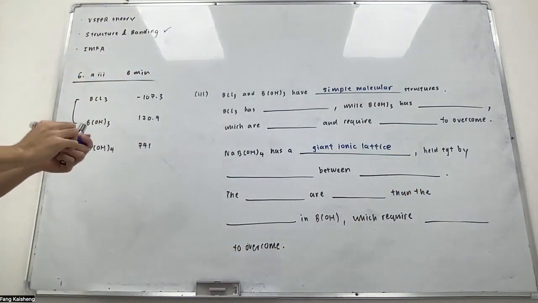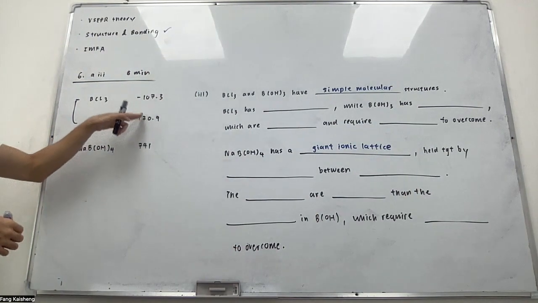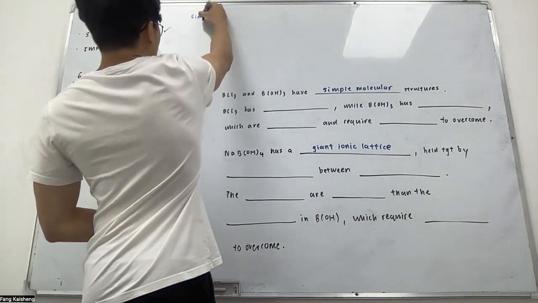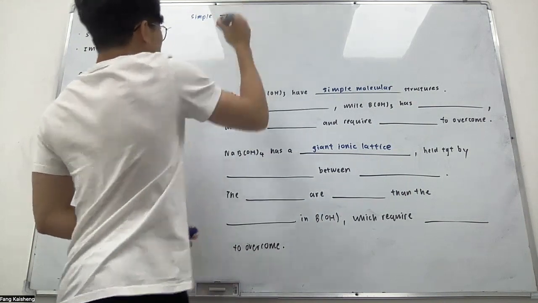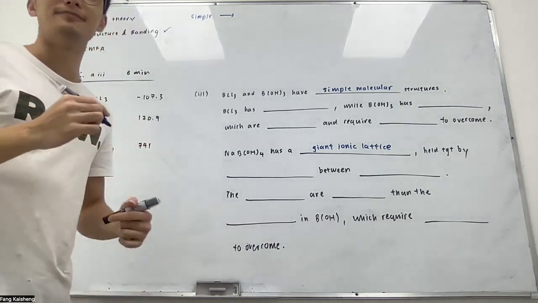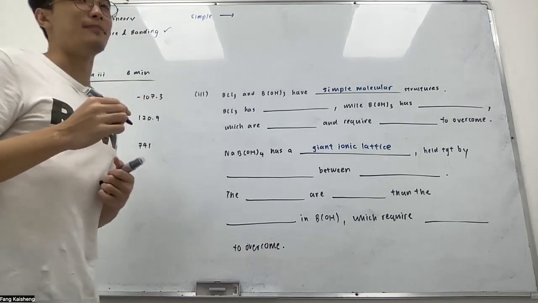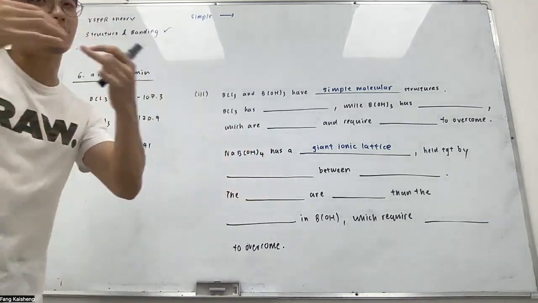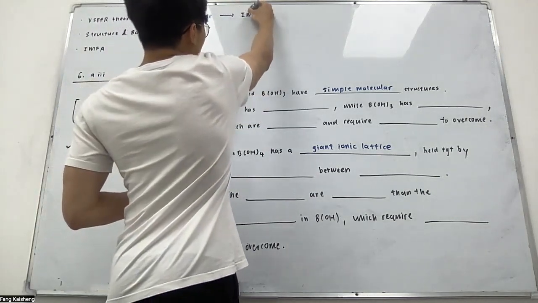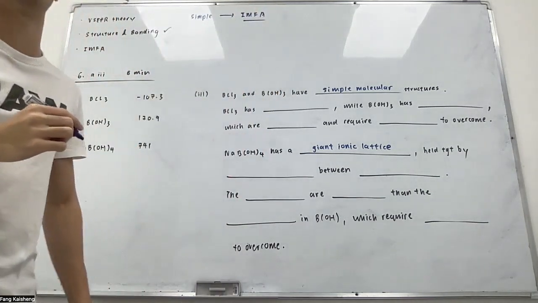Okay, before we look into the factors, why does B(OH)3 have a much higher melting point than BCl3? Do you all remember the principles behind comparing the melting points of simple molecules? What affects the physical properties of simple molecules? Okay, all that is basically your intermolecular forces, right? So we need to compare the factors affecting the strength of the intermolecular forces.